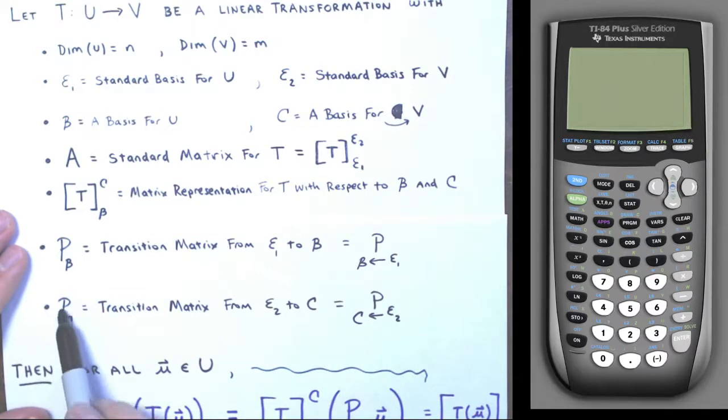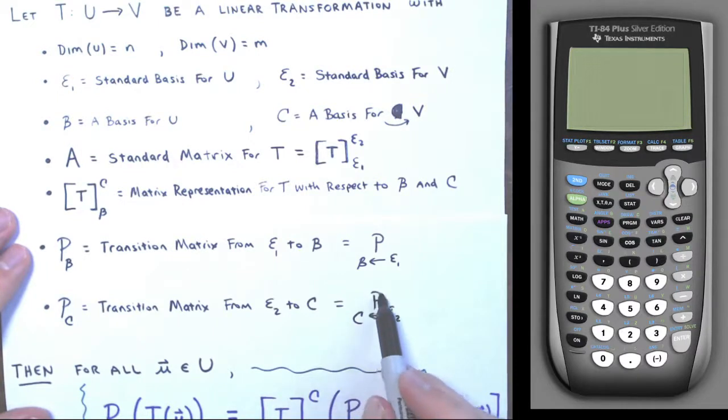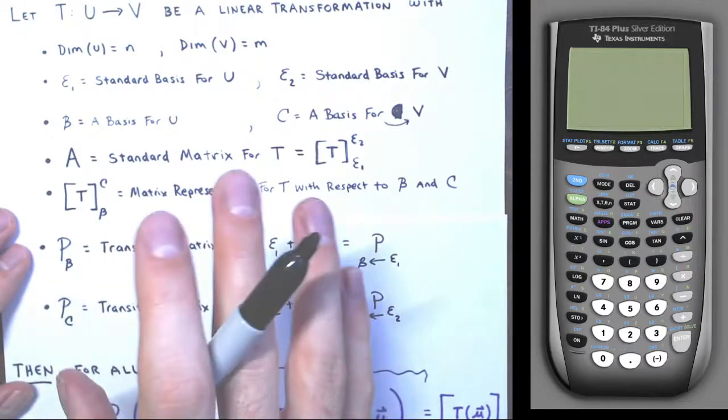And P sub C is very similar, but just for the bases of the codomain. This P sub C is the transition matrix, or the change of coordinates matrix, from the standard basis of the codomain to the basis C of the codomain. And another way to notate that would be P with the little E2 arrow C, like this. All right, so all this notation is out there.